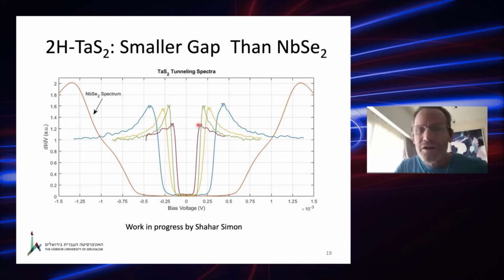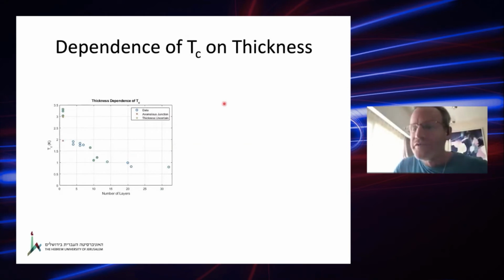With tantalum sulfide, there's a very interesting effect that the gap starts increasing in its magnitude as the material grows thinner. That's the biggest gap material that we measured, which is presumably one layer tantalum sulfide. And we can make a number of statements by now, when we measured a relatively large number of samples. These are all results by my student Shachar Simon.